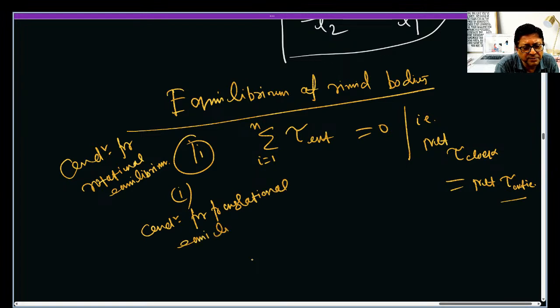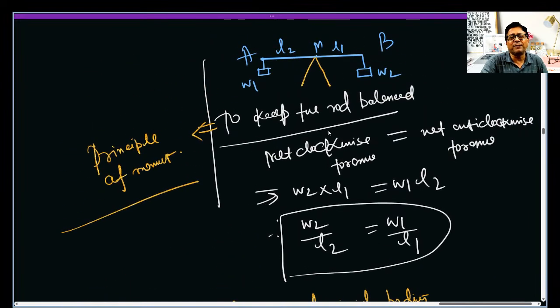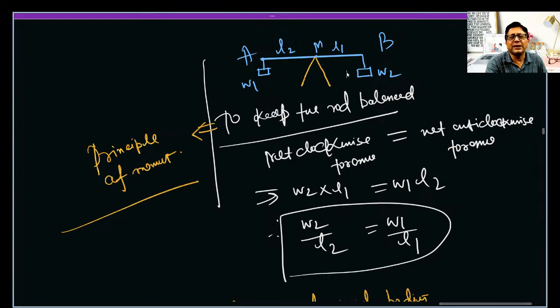Translational equilibrium. What is that? Sigma F external should be 0. Net external force should be 0. Net external torque. In this balancing condition only, if you applied external force, can you keep it balanced? No. Resultant external force should not be there.